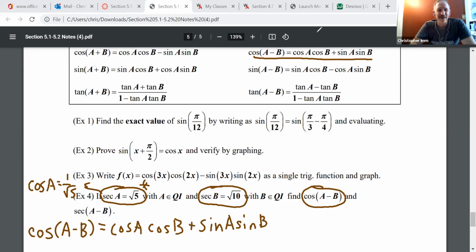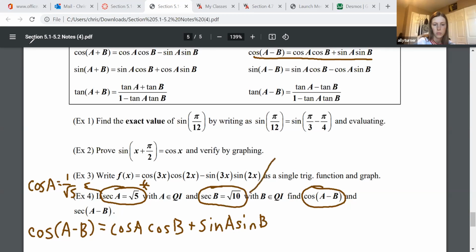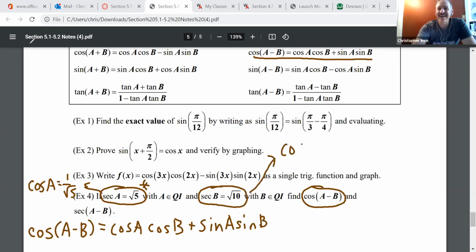All right, so we found cosine of A, that's great. So Ali, what about cosine of B? Do we have that too? 1 over square root of 10. That's exactly right. Okay, great. So I'm getting things with your help to fill in here. All right, so I think I'm ready to fill in some stuff now.